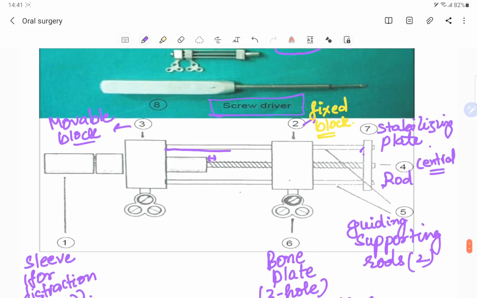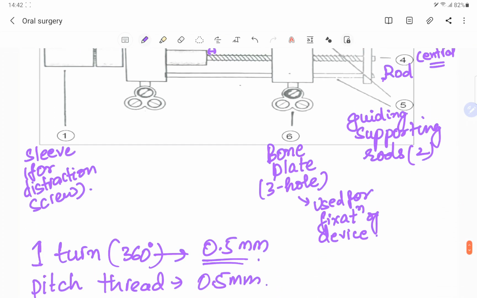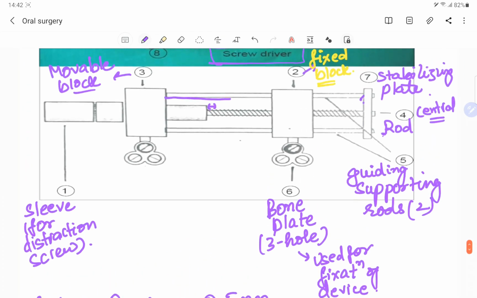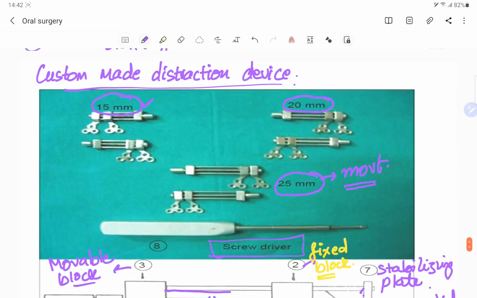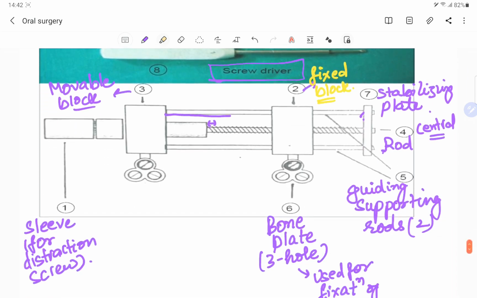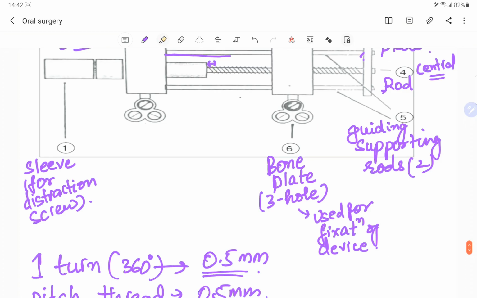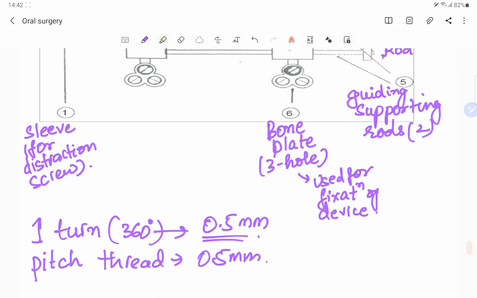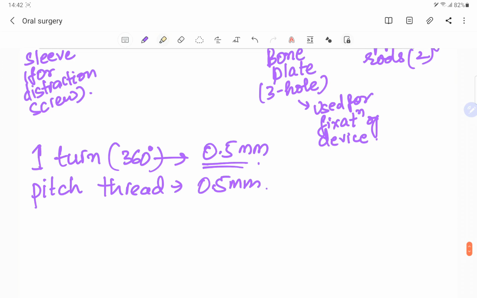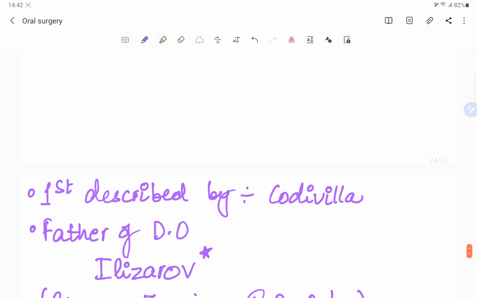Now the eighth one is our screwdriver, which fits into the slot of this distraction screw, and that is how the movement occurs with the help of this distraction device. So this is a distraction device which is going to separate the two bony fragments at a controlled rate, because we know that if we make one turn of this, then it is going to make 0.5 millimeters. So this is custom made, guys. So it is going to move the bone 0.5 millimeters, going to do the distraction up to 0.5 millimeters.